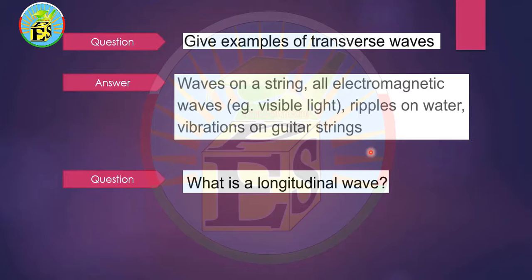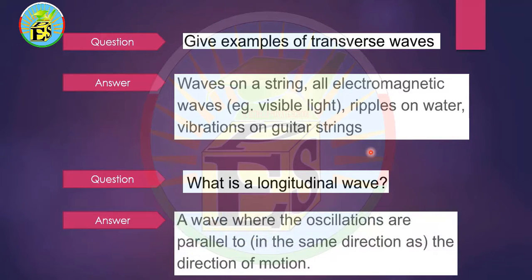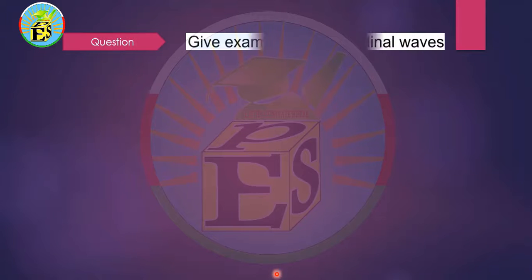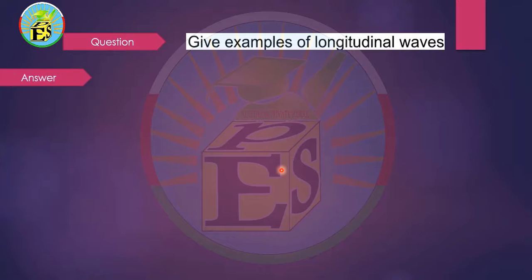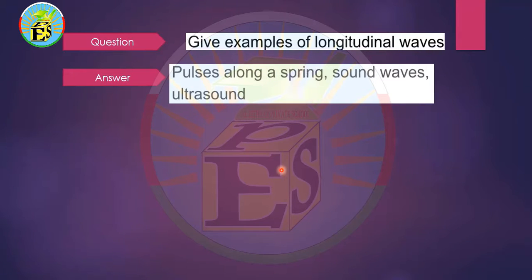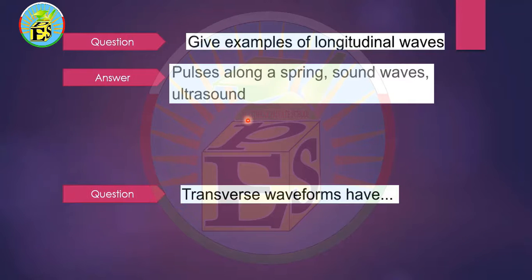What is a longitudinal wave? A longitudinal wave is a wave where the oscillations are parallel to, in the same direction as, the direction of motion. Give examples of longitudinal waves: pulses along a spring, sound waves and ultrasound.